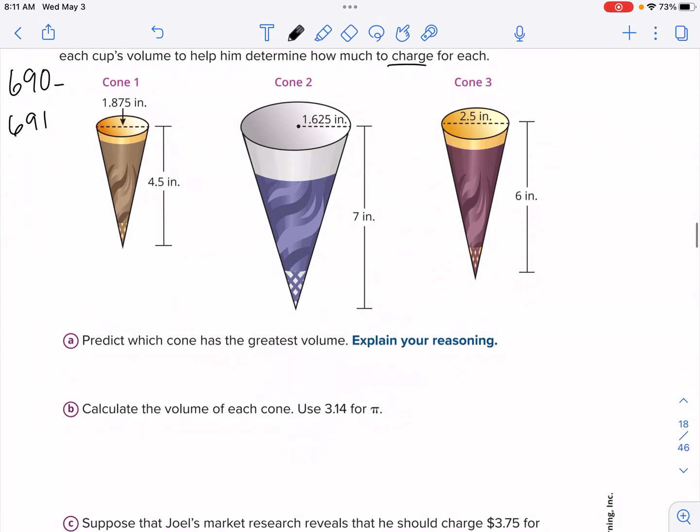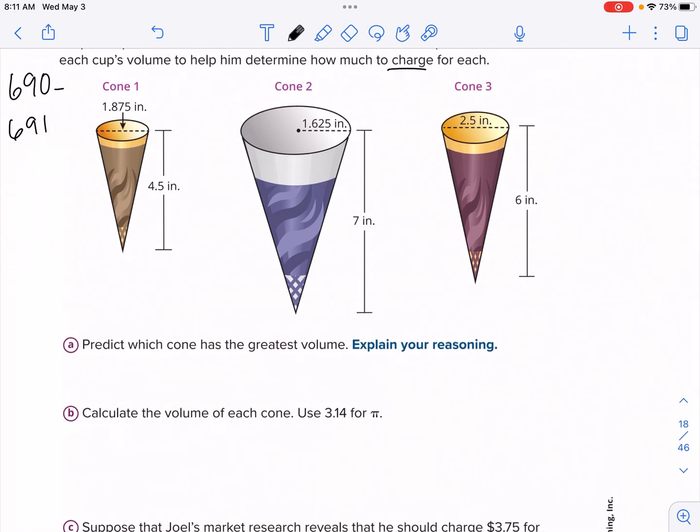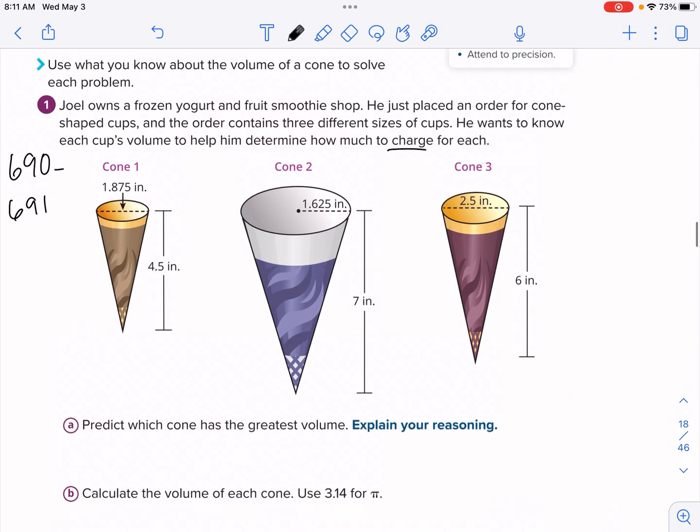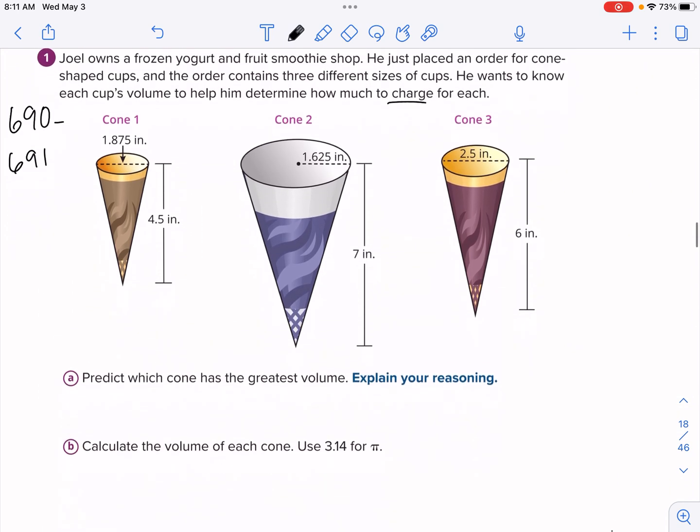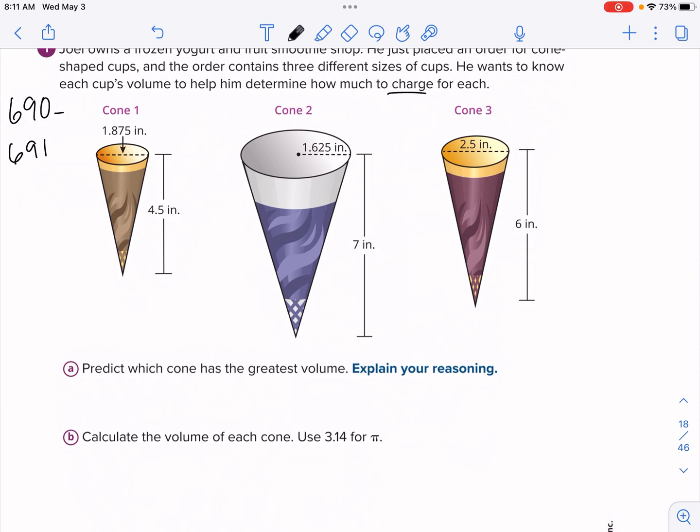Anyways, for number 1A, predict which cone has the greatest volume. Which one do you think will hold the most amount of frozen yogurt? So I'll leave it to you. Just put cone number, you decide. Maybe we can look at our dimensions, our radius, diameter, or height, but I'll leave that for you.